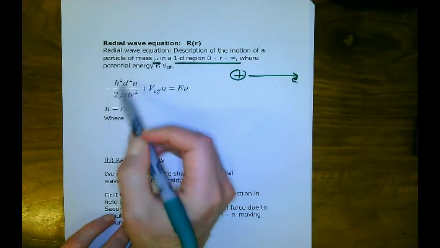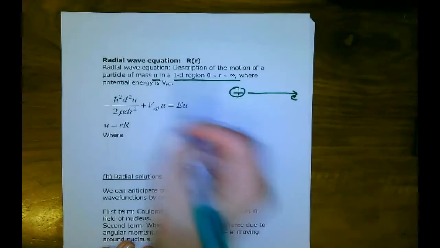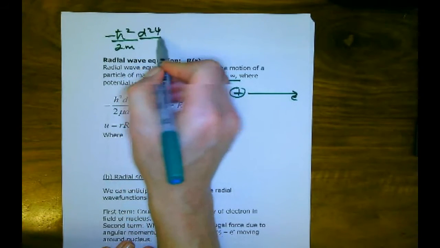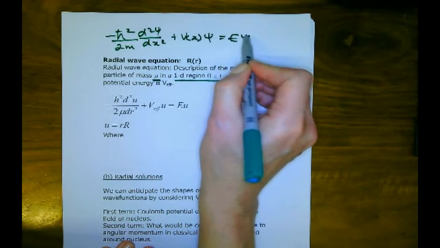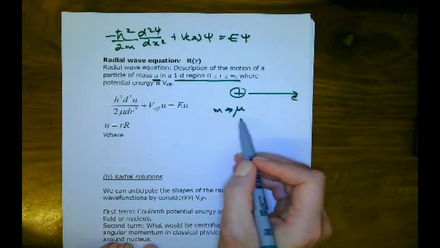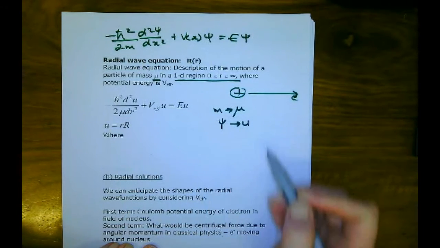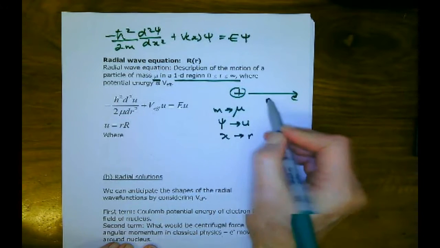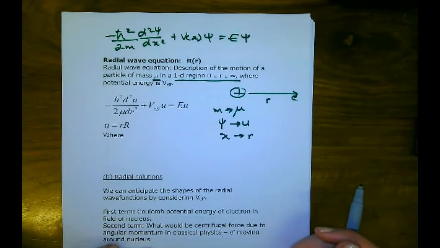Again, we have a Schrödinger equation that looks a bit different from what we're used to. But let's just write the regular Schrödinger equation. Basically we make the following substitution. Mass is again replaced by reduced mass. The wave function we now replace with u, and x we replace with r because it's a function of radius. We don't work with x, but it's the same thing basically.